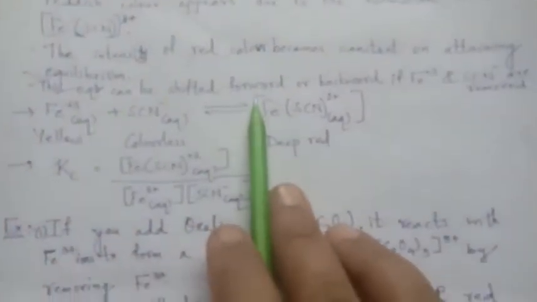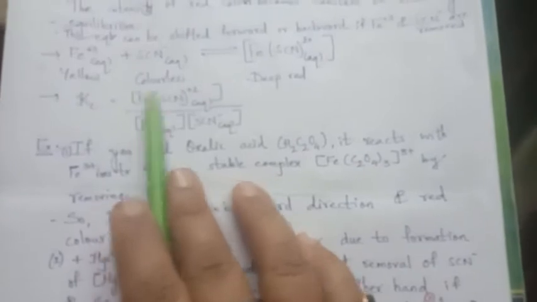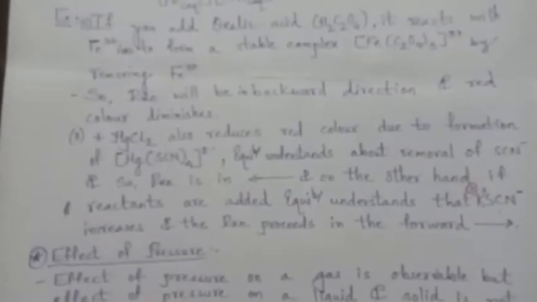So here I told that the equilibrium can be shifted forward or backward by the removal or addition of ferric ion or thiocyanate ion. If they are removed, the reaction will go backward because the product will replenish them, or if they are added, the reaction will go forward. Right? So this was about the effect of the concentration, which is understood by the experiment of potassium thiocyanate and ferric nitrate.